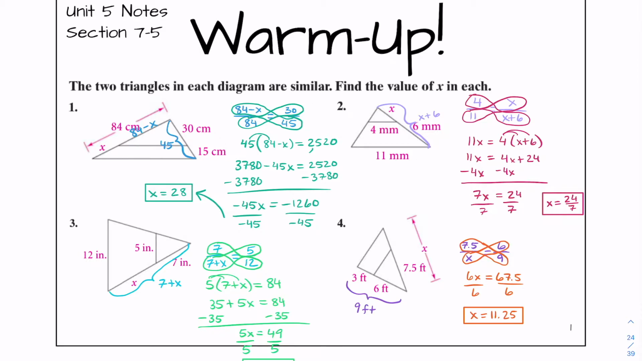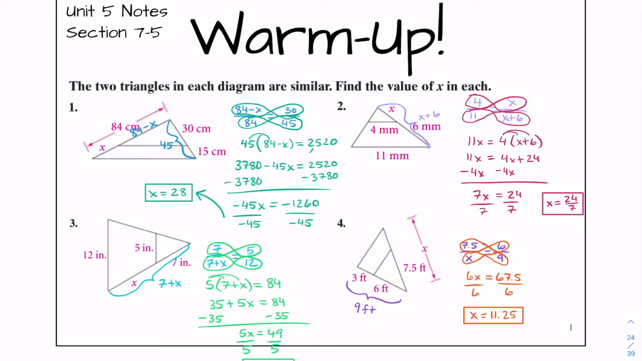This next one, again, I did base of the small one to the base of the large one, which was 4 to 11. And then I did x and x plus 6. I couldn't do x and then 6 because it's not the whole triangle. That's just a portion of your triangle. So setting that up and doing out all the algebra, we end up with 24/7.